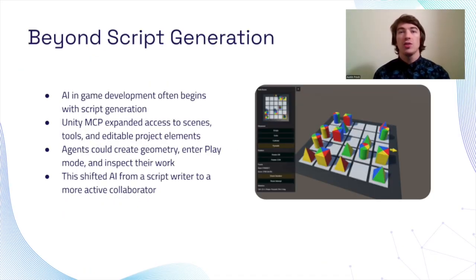When people first think about using AI in game development, the default use case is usually script generation. You can ask the model to write C# for you, clean something up, or help build a new feature faster. This was the starting point for all of us going into this project, but I really wanted to explore what happened when the agent was given access to more than just a code editor.